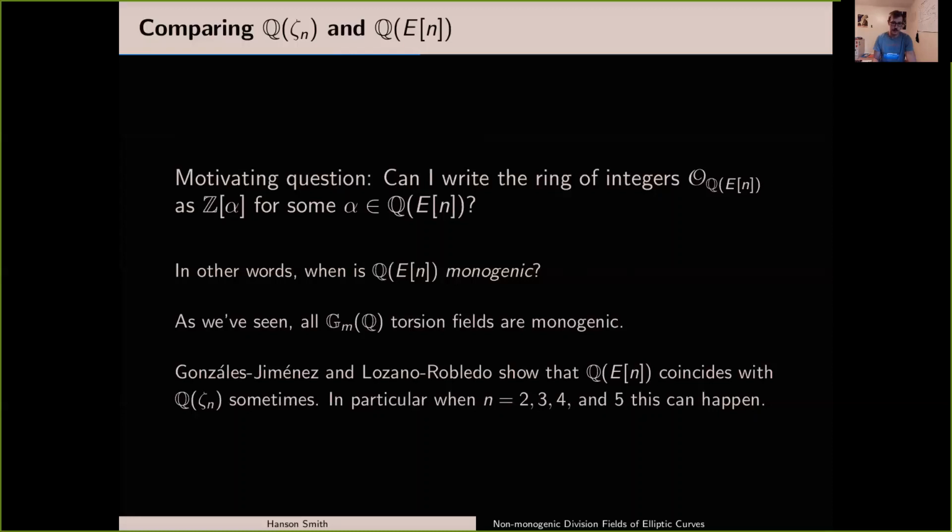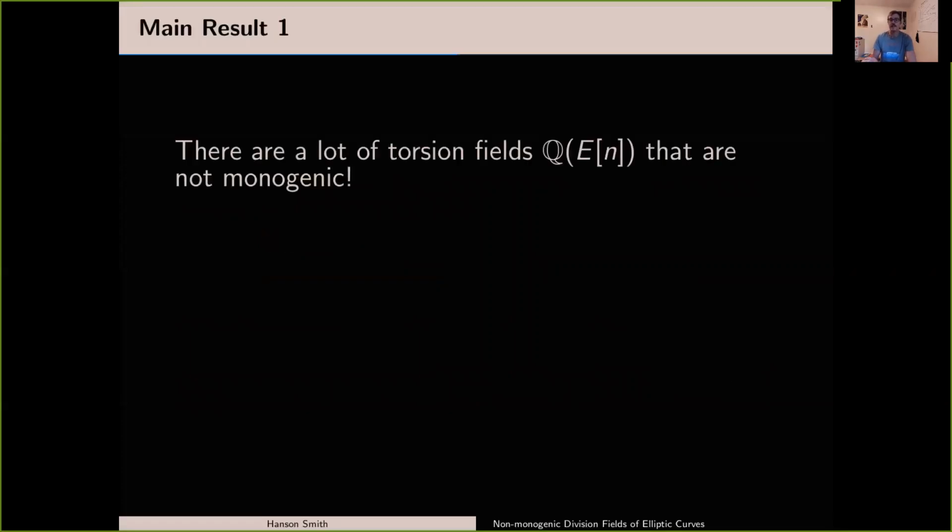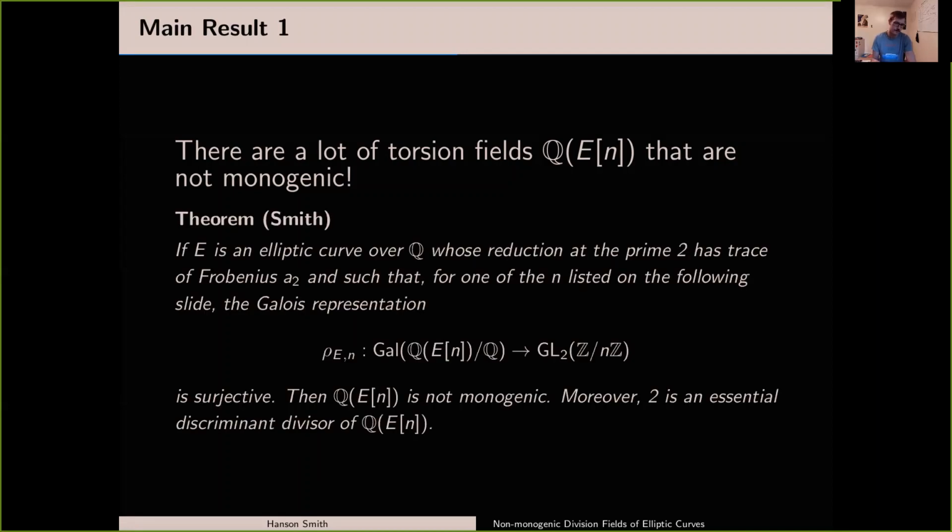So is it always monogenic? And here are some partial results in answering this question. There are a lot of n-torsion fields that are not monogenic. And I have main result 1. There's going to be 2 main results, and they're both going to show this in different ways. So for the first one, I'm going to take an elliptic curve over Q. And again, this can be done over an arbitrary number field, because Duke and Tóth's result holds over an arbitrary number field.